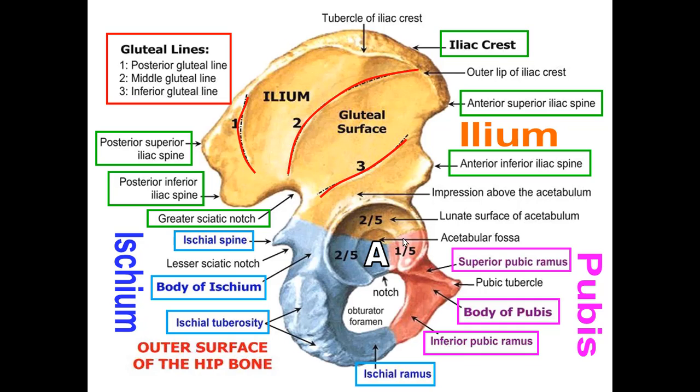This is the acetabulum. The acetabulum has three features: acetabular fossa, articular surface or lunate surface for the articulation with the head of the femur, and acetabular notch. This acetabular notch is converted into foramen by the transverse acetabular ligament.